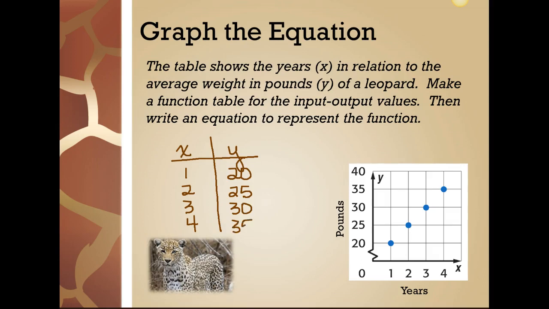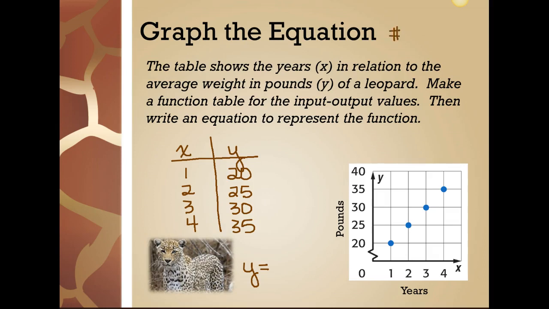Next, I need to write an equation to represent this function. Since it's an equation, I know that I'm going to have y equals something happening to x. I can get from 1 to 20 by multiplying by 20 or adding 19, but it doesn't look like that's going to hold true for the rest of the table. That's the big clue that I'm going to have a two-part function here.